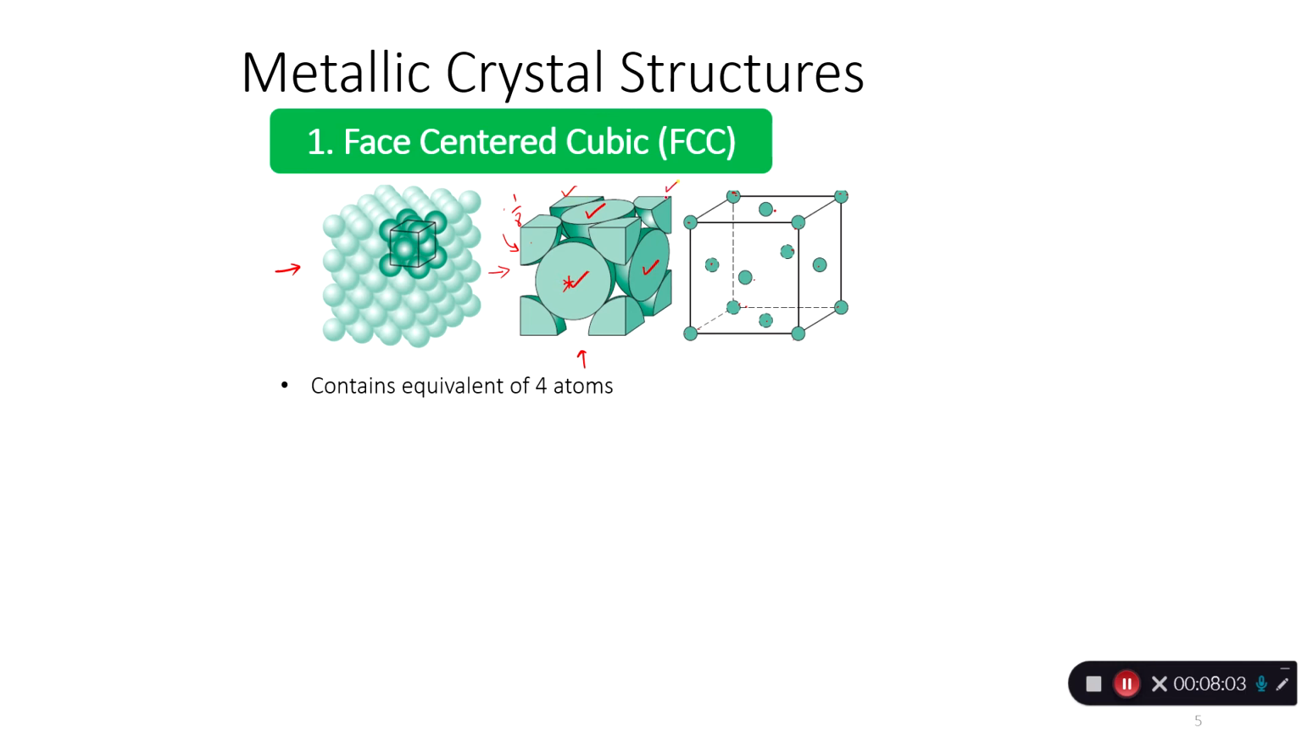Same goes to every corner atom here. And we have half atom on the faces. So that's 6 of half atoms and 8 of 1/8 of an atom will be equivalent to 3. This is equivalent to 1. You get a total of 4 atoms. So this is what it means.